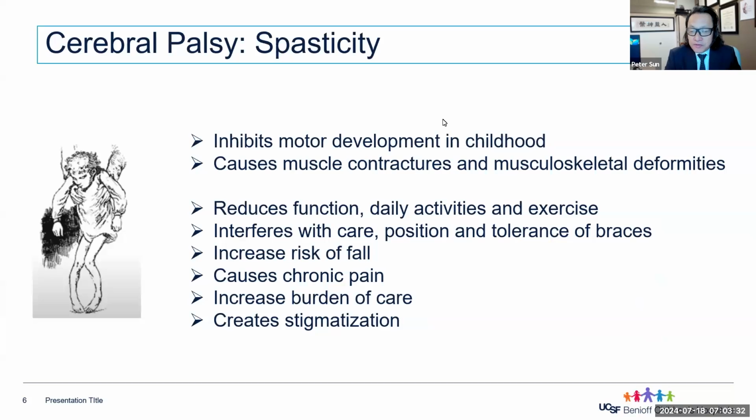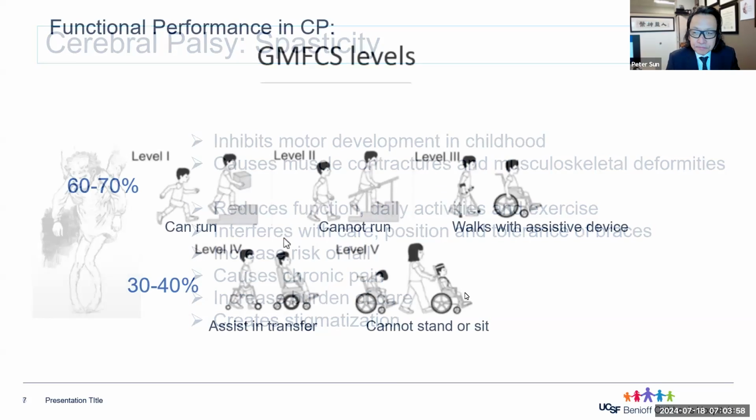So there's a variety of ill effects from spasticity and cerebral palsy. It inhibits motor development, causes muscle contractures, reduces function, daily activities, and exercise, interferes with care, positioning, and tolerance of braces, causes people to fall, have chronic pain. Obviously, it increases the burden of care for the caregivers and parents, and it certainly creates social stigmatization.